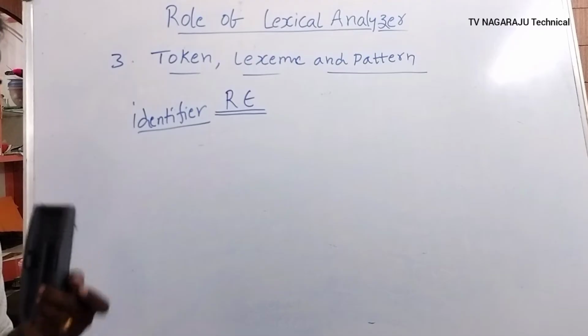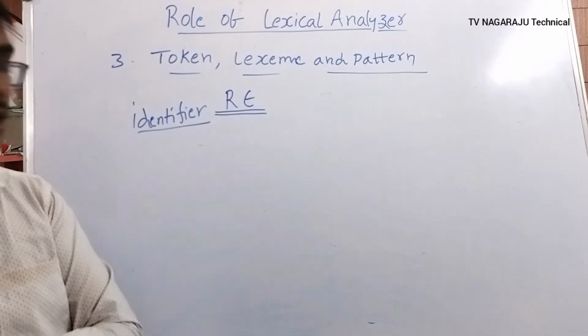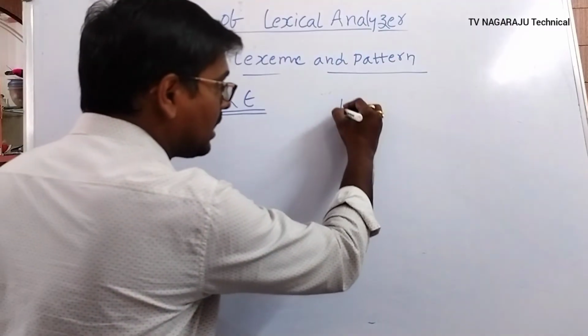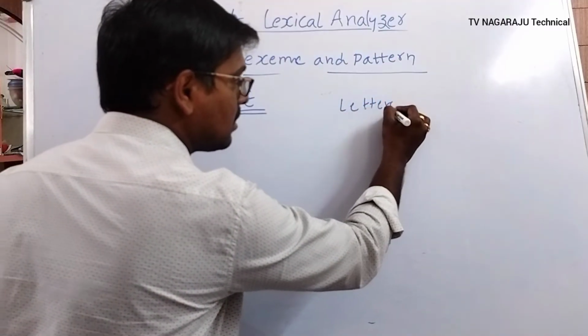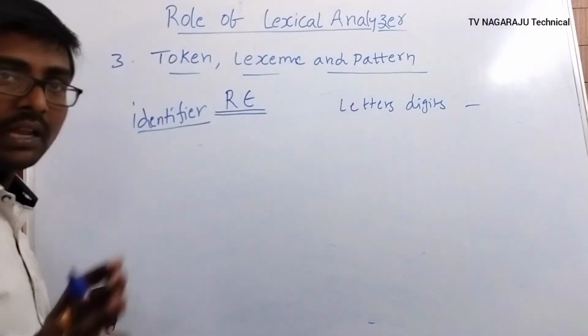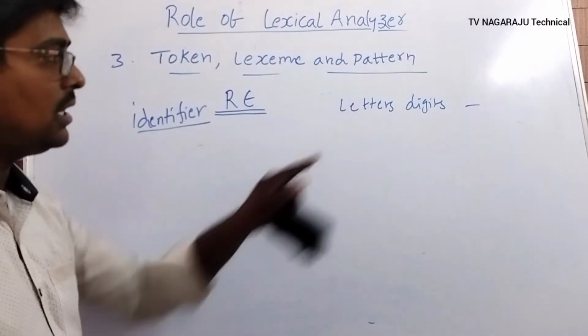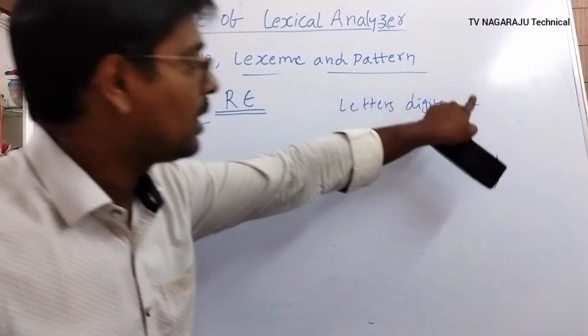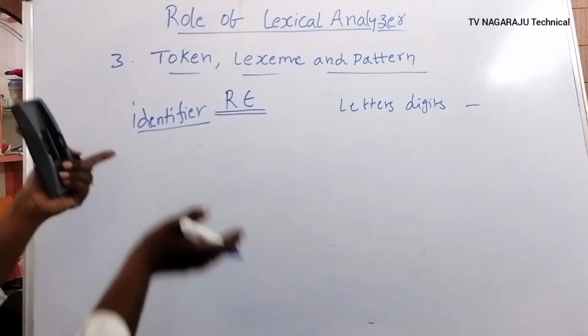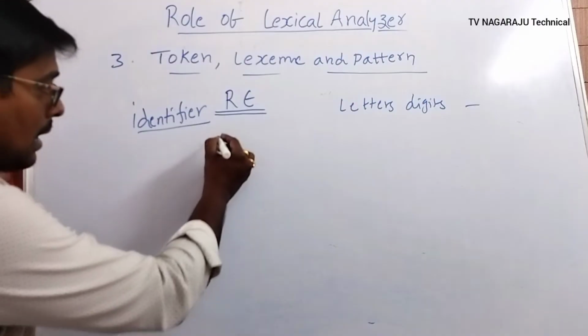An identifier is any name given to a variable, function, array, structure, etc. An identifier contains letters, digits, and underscore. Only three are allowed: letters, in the sense A to Z, digits, in the sense 0 to 9, and the only special character is underscore. What are the rules you have to follow?